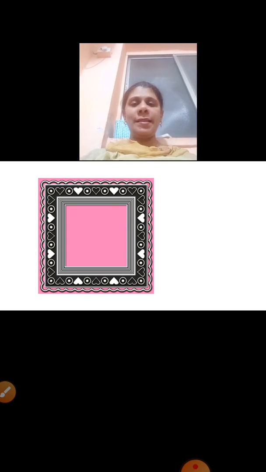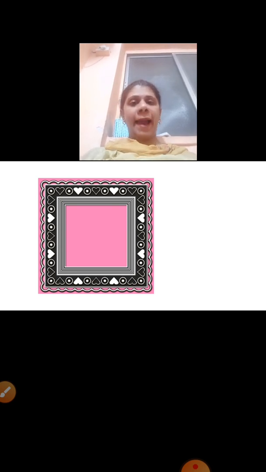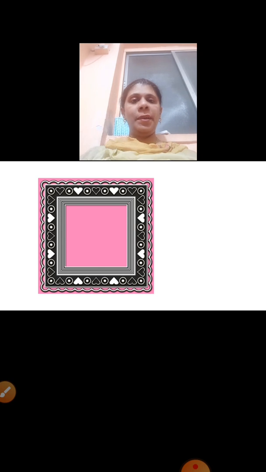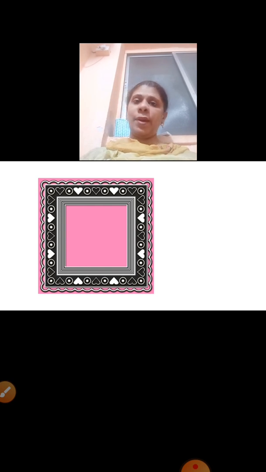What is this? It is a handkerchief. Which shape is this? What is the shape of the handkerchief? Yes, children, tell me. Square. How did you come to know that it is a square shape? Because it has 4 edges and 4 corners, and all the edges are of equal length.